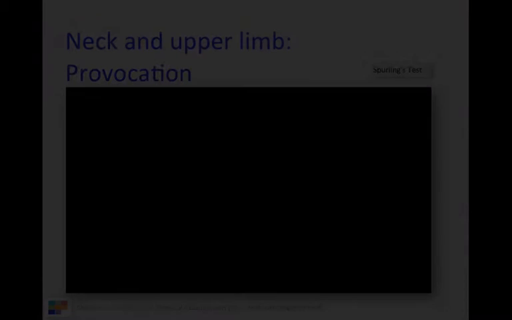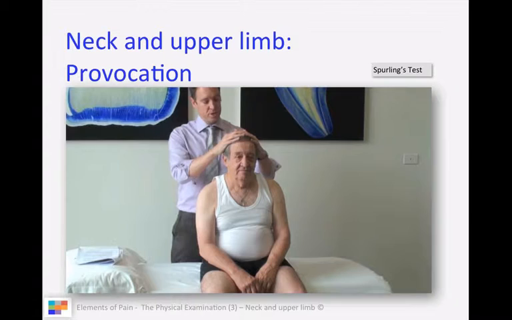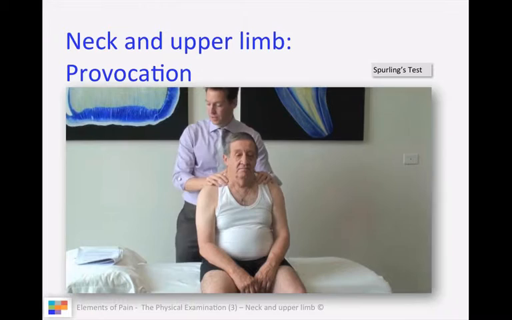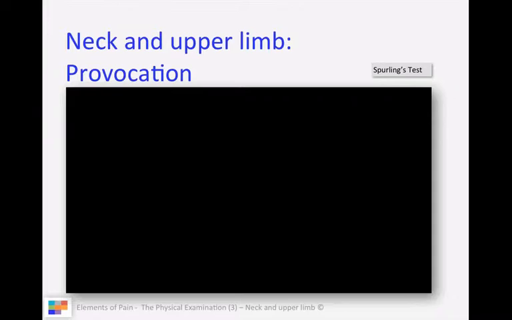Okay, let's move on to Sperling's test. So very gently do this, maybe downward compression, extension and lateral rotation or flexion. You're trying to close that foramen on that ipsilateral side and reproduce your patient's pain. Tell them what you're doing. Then let's move on to sensation.